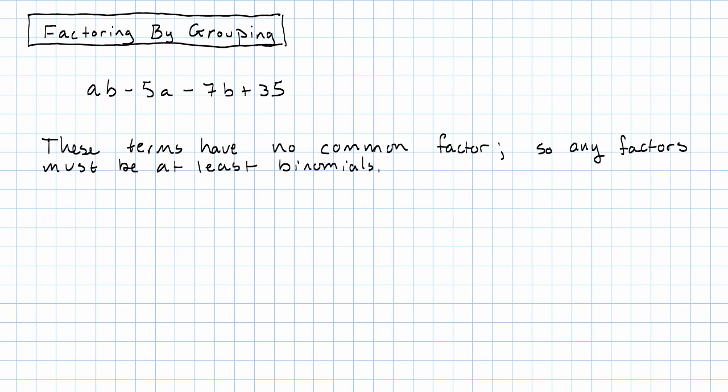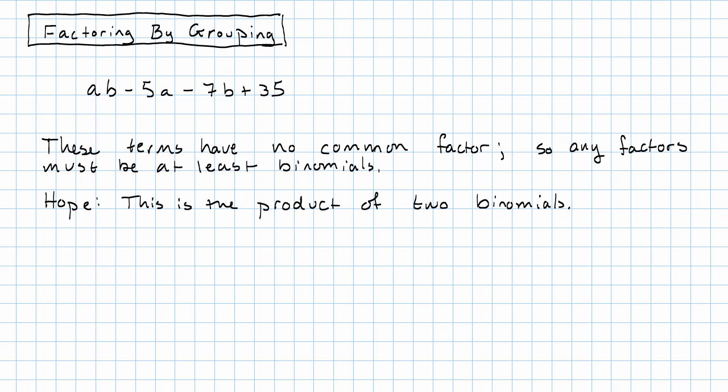With that being the case, the simplest this could possibly be is the product of two binomials. That's what we hope to see. That's what we're going to try for. So we're going to try to wind backward the process of multiplying binomials.